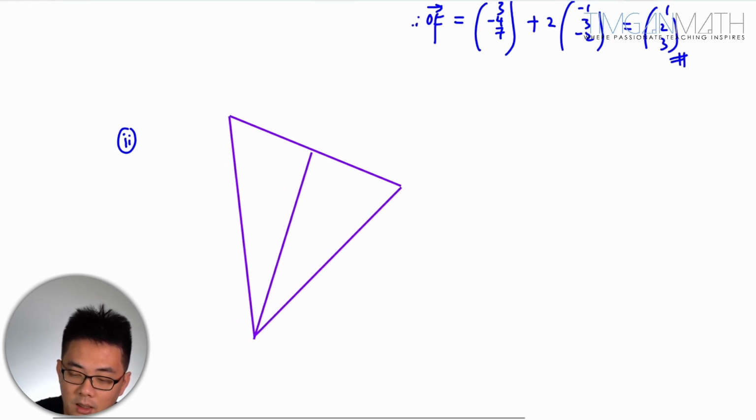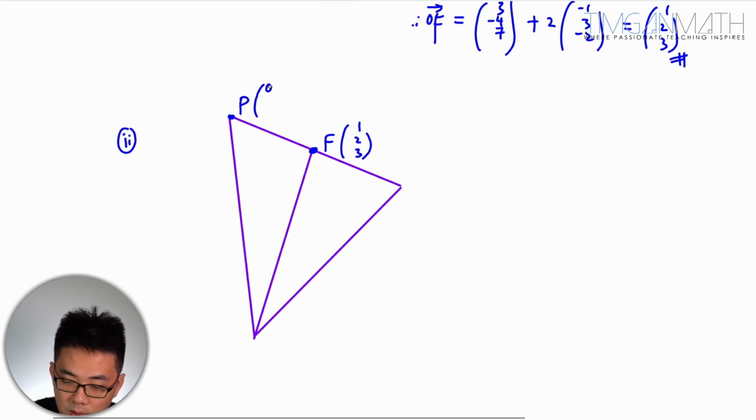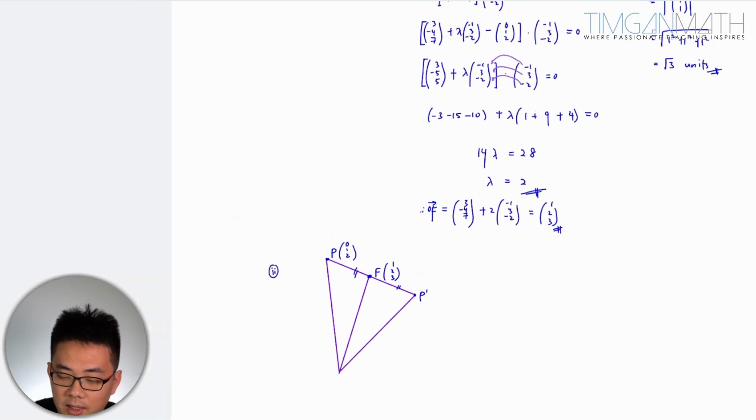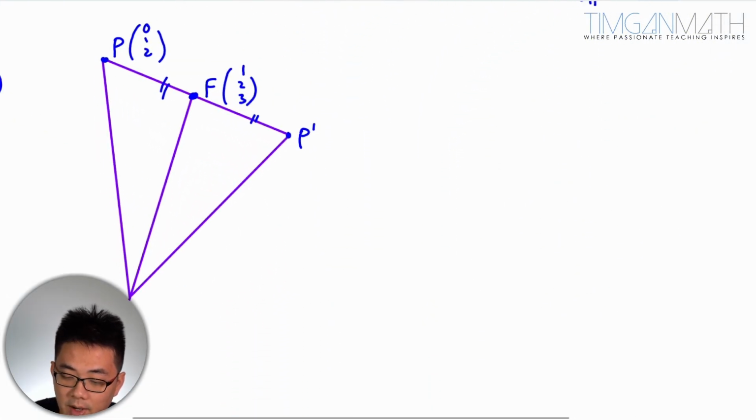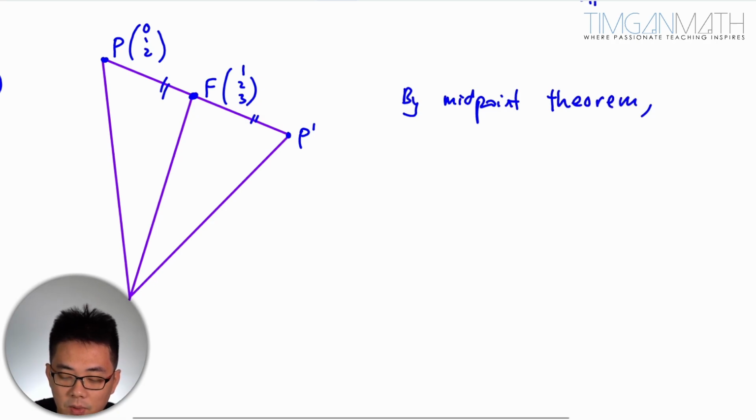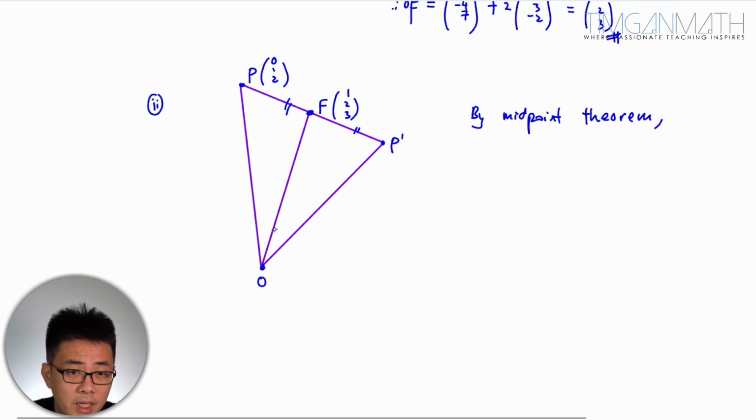So we know that this will be F, this will be our P. So F is actually (1, 2, 3), P is actually (0, 1, 2). Then we have P prime, which is the other point at this side here. So this is what we're going to find. By the ratio theorem or midpoint theorem, the origin here is 0. The middle point is always the subject.